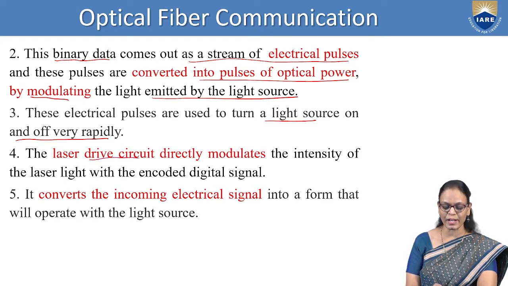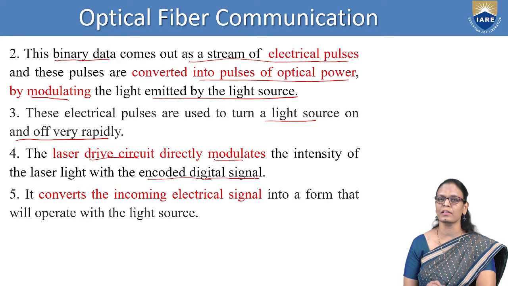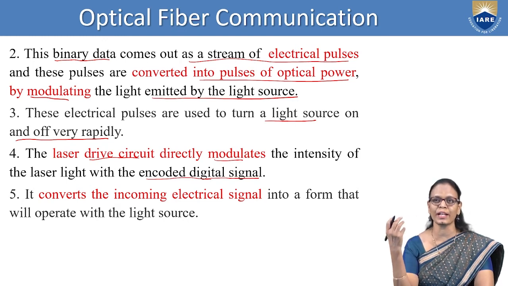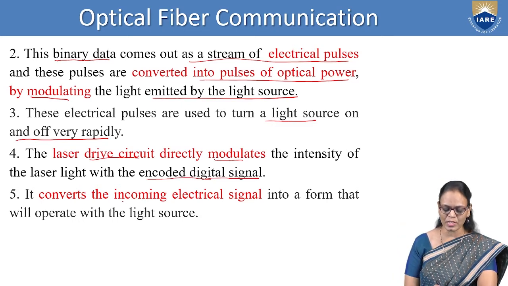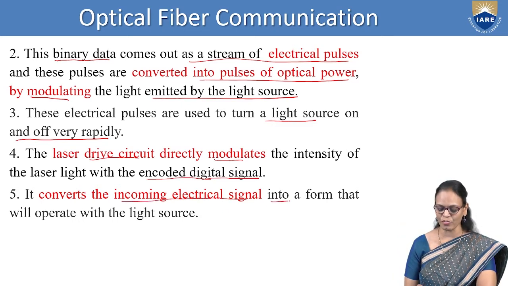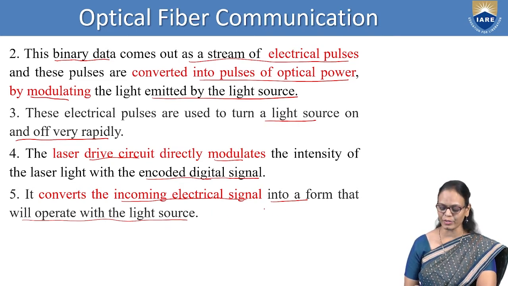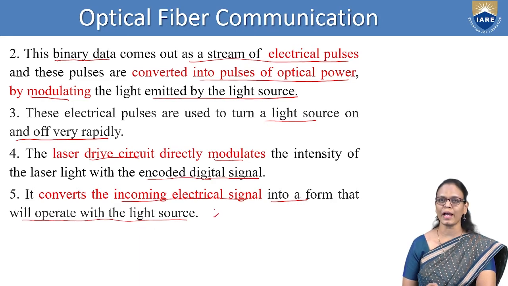Then we have the laser drive circuit, which will modulate the intensity of the laser light with the encoded digital signal. So the modulation occurs, meaning whatever signal is coming in the digital form is being modulated with the intensity of the laser light. Now, it converts the incoming electrical signal into a form that will operate with the light source. So now what is happening here? The laser drive circuit is driving it. How? By converting the incoming electrical signal into a form that will operate with the light source.